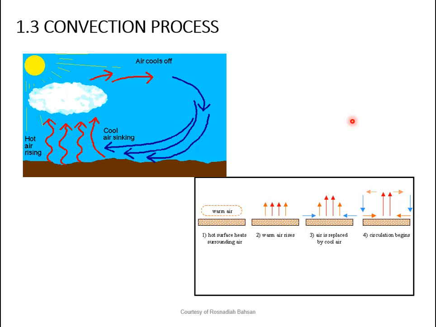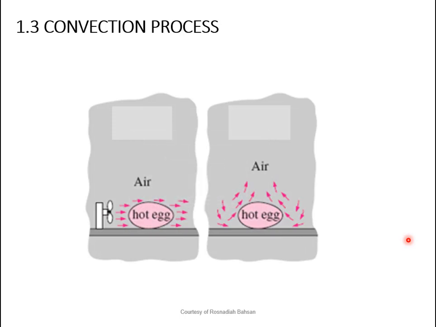Hot air rising from the earth. Then the air cools off, and there is a cycling process, with cool air sinking. A hot surface heats the surrounding air, warm air rises, the air is replaced by cool air, and then circulation begins. So it is a circulation process.